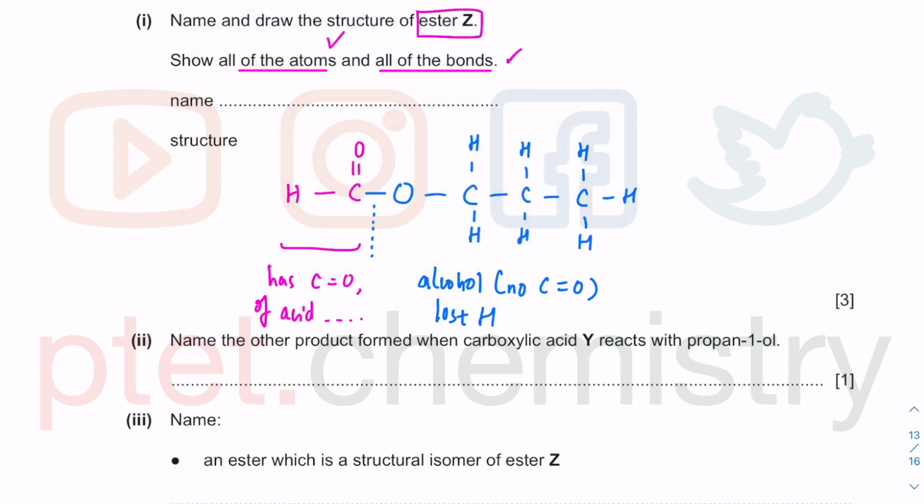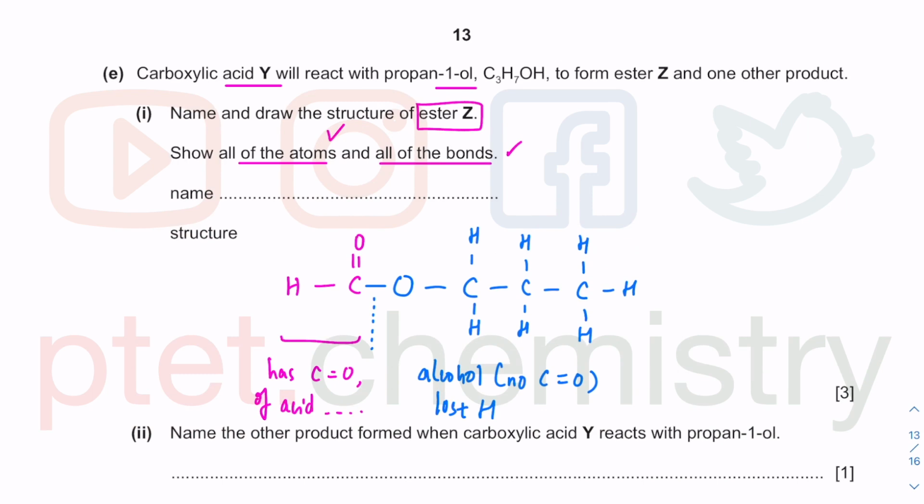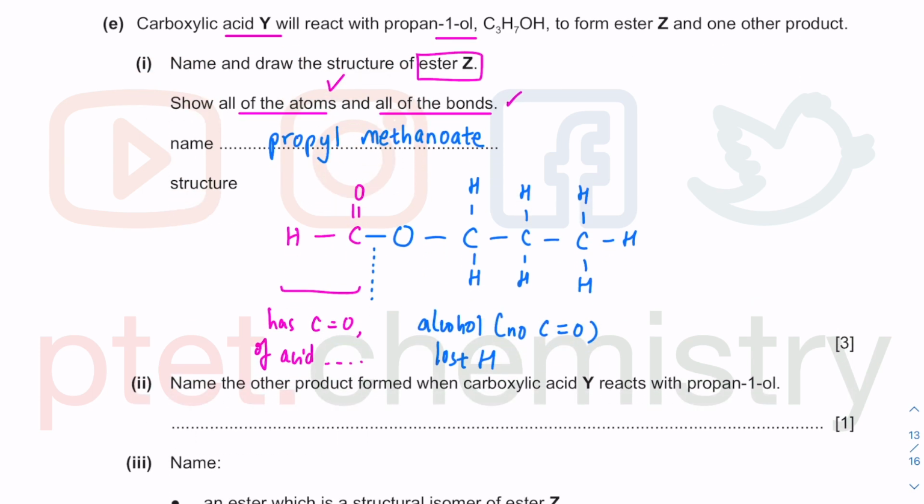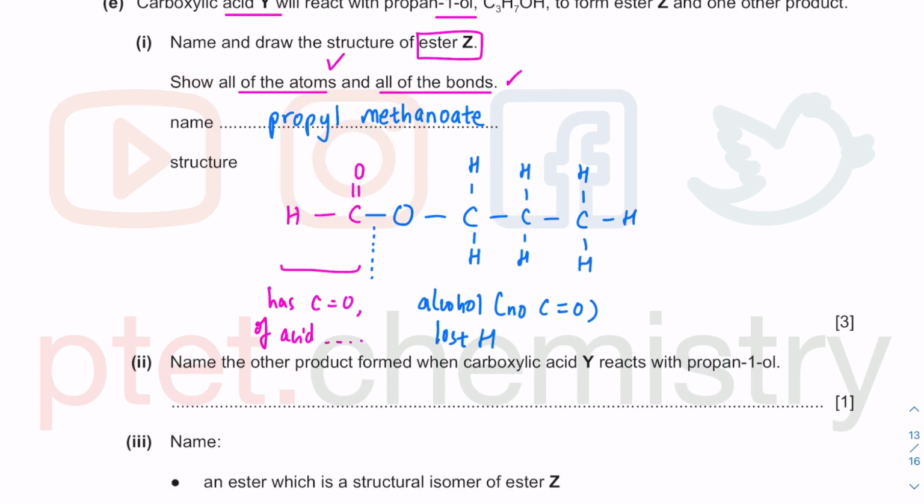I'll state the name. You've got to name the alcohol first. The alcohol was propanol, propane 1-ol. So that is propyl, P-R-O-P-Y-L. And then we have methanoate. Methanoate comes from the methanoic acid, giving you methanoate there. And that's it really for that 3 marks overall question.